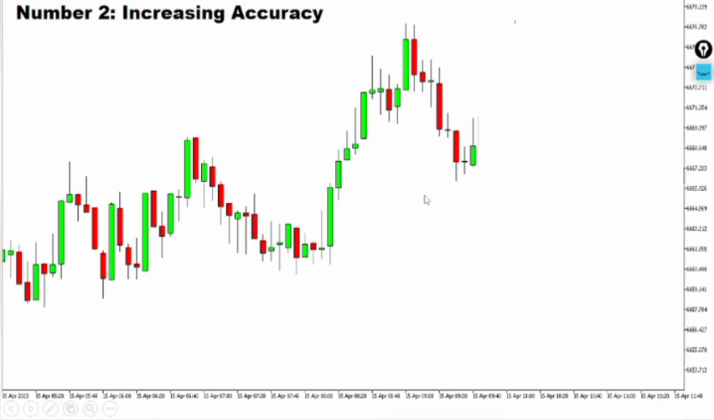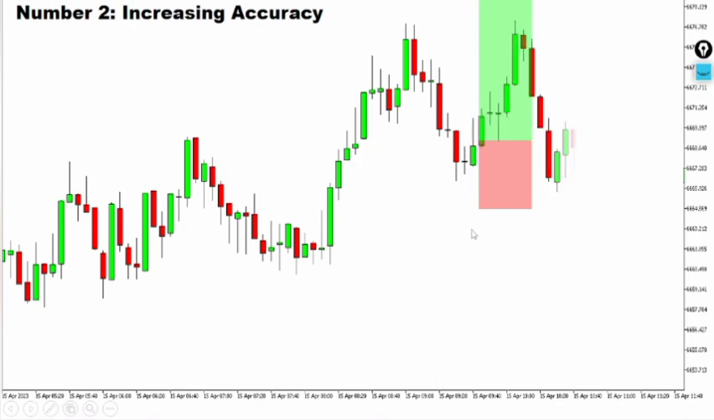Number two, you can increase your accuracy with multi-time frame analysis, right? Let me show you an example. Let's say here you wanted to buy and you buy your trade. You buy here and then you put your take profit above this zone right here, and then your stop loss right there. But then the market ends up doing this and dropping to the downside.